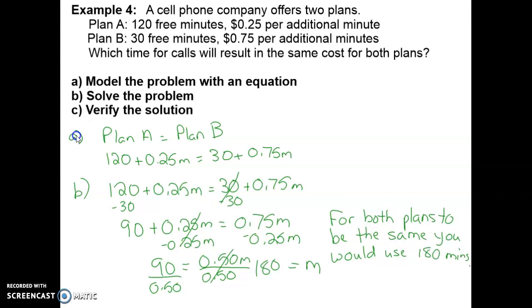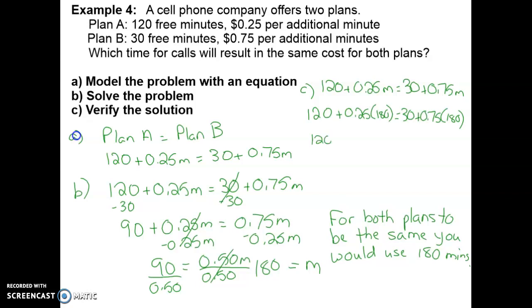Part C, then we want to verify that. So again, I'll do that up here since I've run out of room. 120 plus 0.25m equals 30 plus 0.75m. We're going to put 180 in for m. So 120 plus 0.25 times 180 equals 30 plus 0.75 times 180.